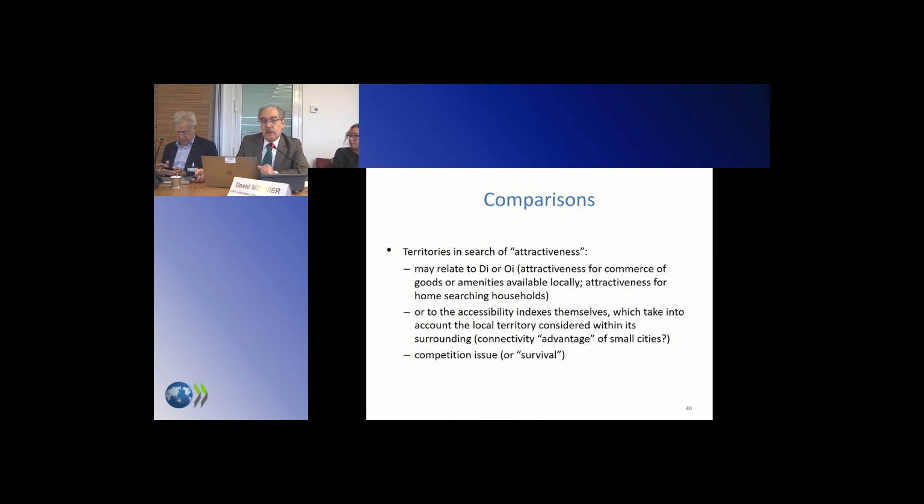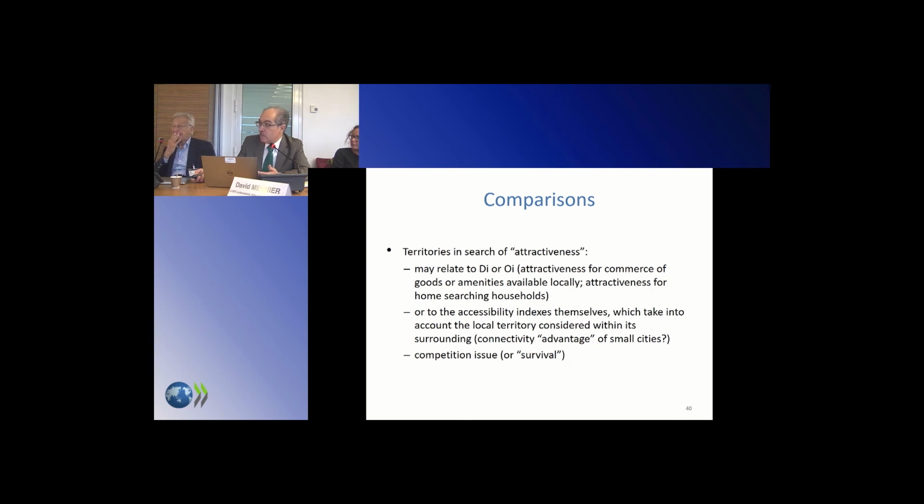Territories and elected officials are also really looking for attractiveness of their territories. What does this relate to? It may again relate to the potential they offer, such as shops, the attractiveness for households searching a new location, etc. Perhaps they could have some interest in accessibility indexes, as I showed in the example at the national level, because it brings something as regards the competition between territories.